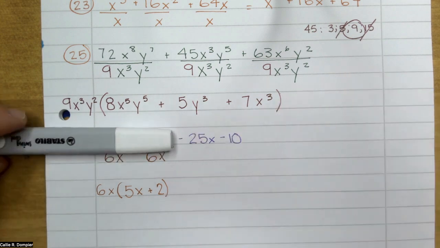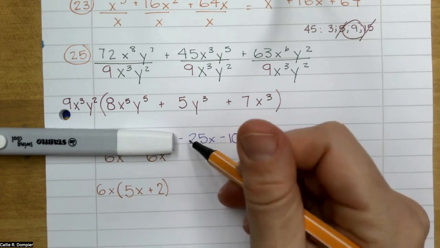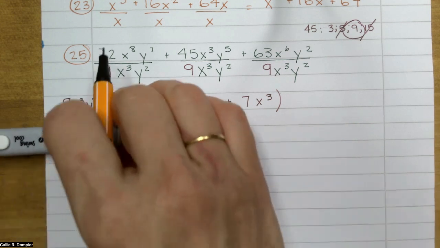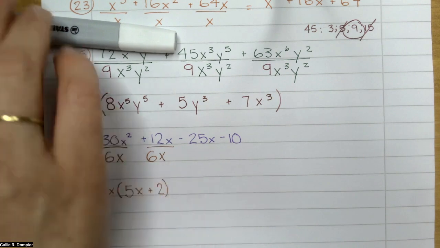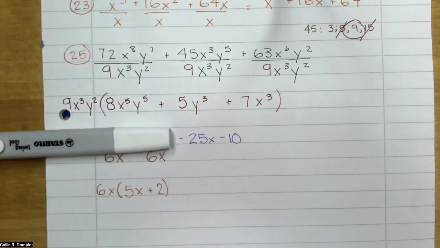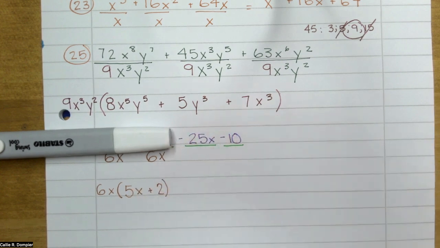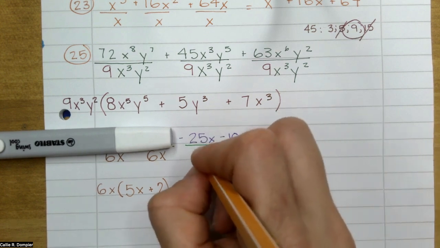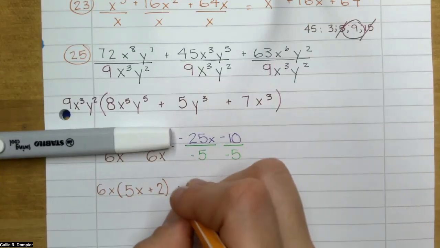Second part of the group, negative 25x minus 10. It's very important, if that term is a negative term, that the number that you factor out is a negative. So this was a positive 30x squared. We factored out a positive term. If your first term is a negative term, you want your factor that you factor out of both terms to be a negative. So negative 25 and negative 10, I think the greatest common factor would be a negative 5, right? And then there's only one x, so we can't add any x's.